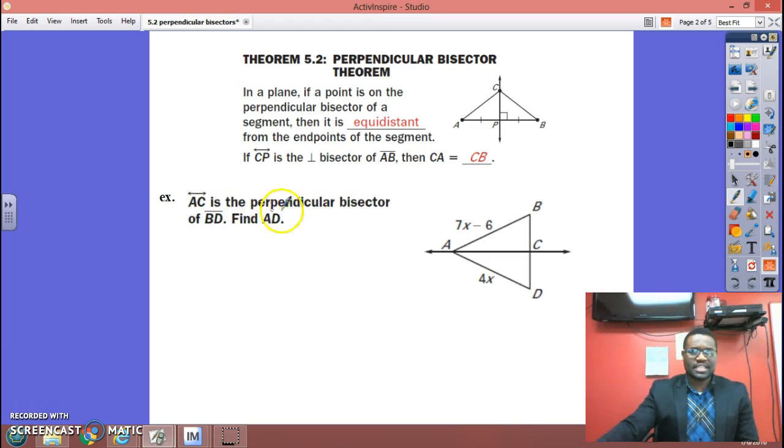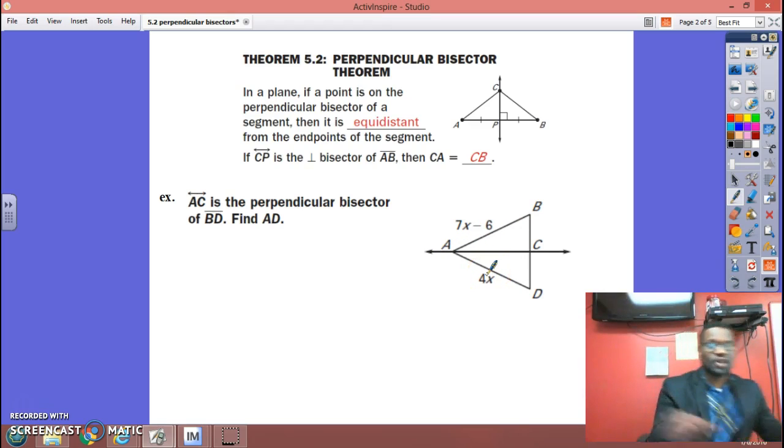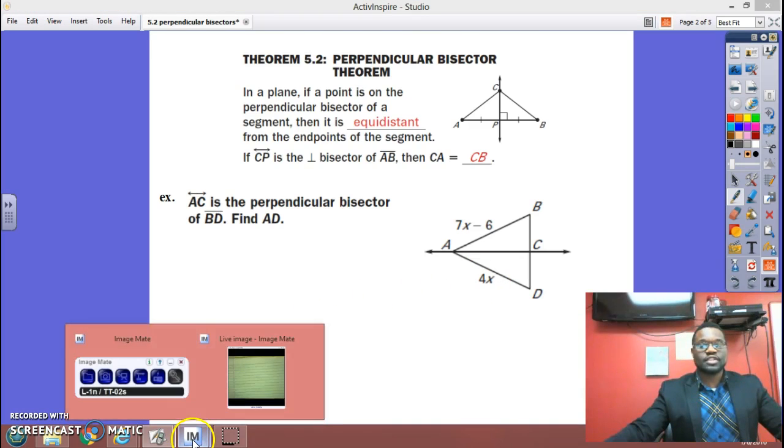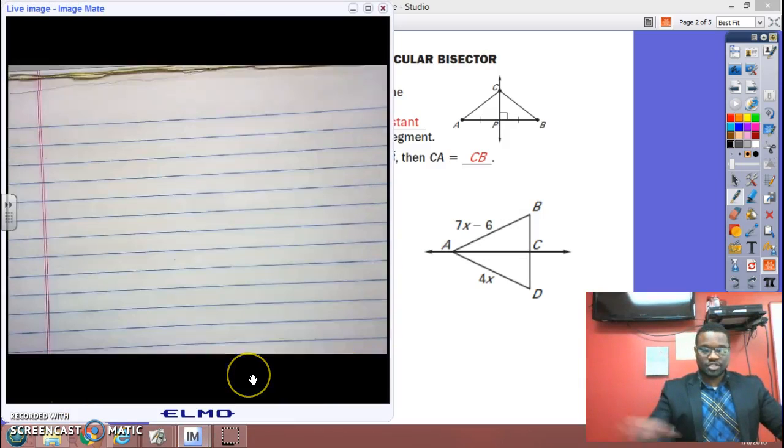AC is a perpendicular bisector of BD. So we know that this is a perpendicular bisector. They told us that. Find AD. So they want us to find this length AD here. How am I going to find that length? Well, I have to go based on this relationship. What relationship? Since this is a perpendicular bisector, AB and AD are equidistant, or in other words, 7x minus 6 equals 4x. That would be the equation we would use in order to solve the problem.